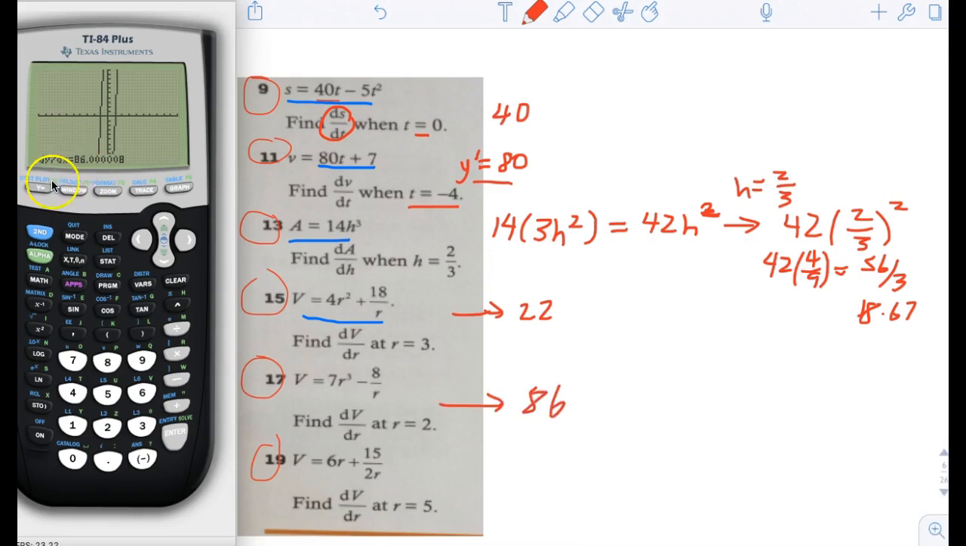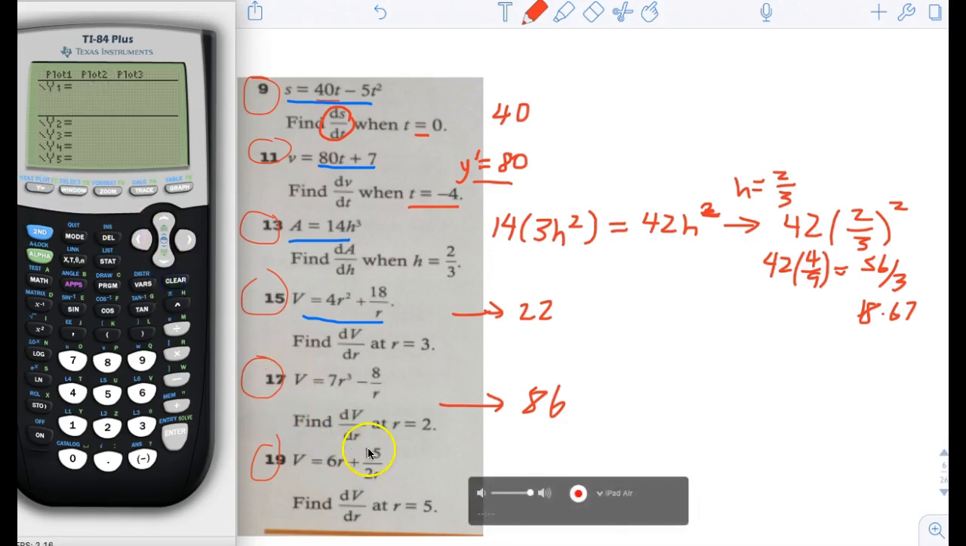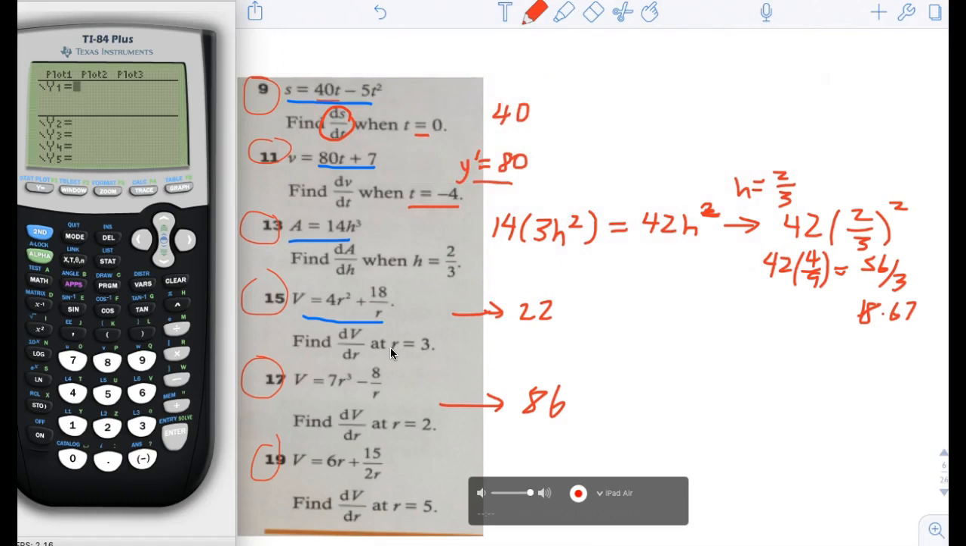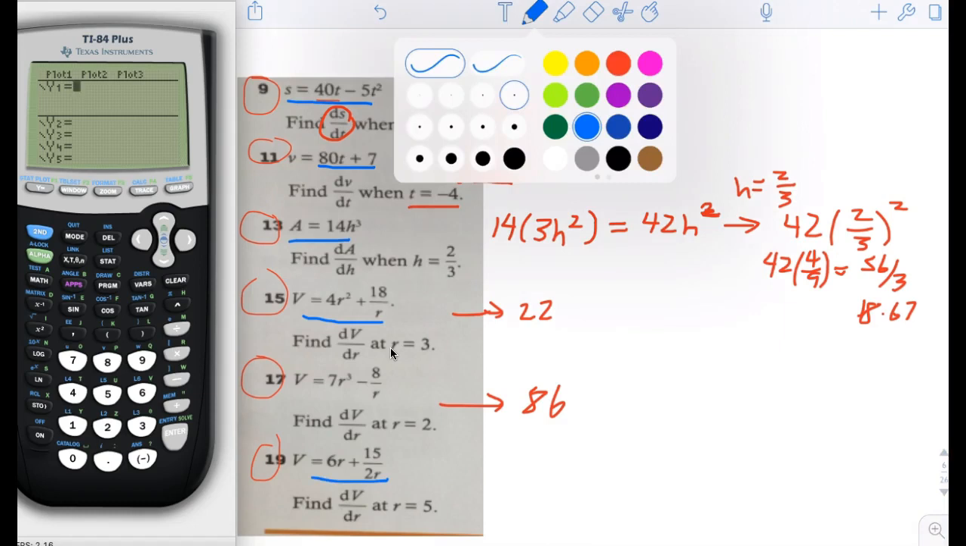One more to go. Okay, we're going to put this one in the calculator, but let's do this one by hand just so they can see how to do it by hand. So the way you do it by hand is, this is the blue function, and we're going to take the derivative of it so that we can put in x equals 5.